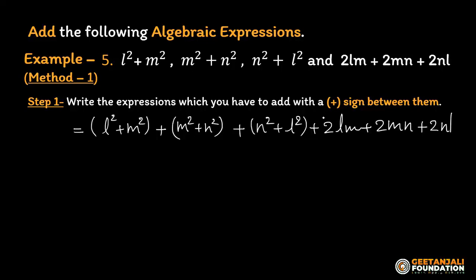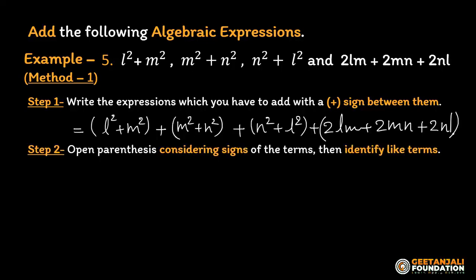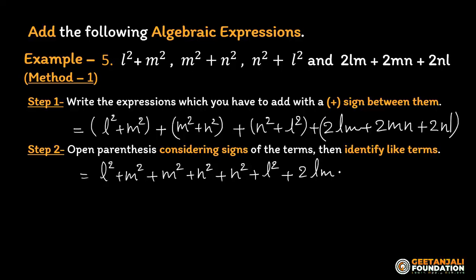So we will add all these expressions. Before that, we need to open parentheses. There is plus sign before all the parentheses. So we will write all the expressions keeping their signs. So it will be L square plus M square plus M square plus N square plus N square plus L square plus 2LM plus 2MN plus 2NL. So we have done. Now we need to identify like terms.